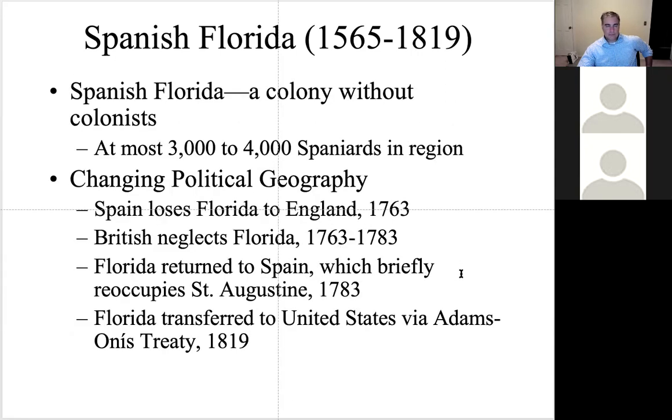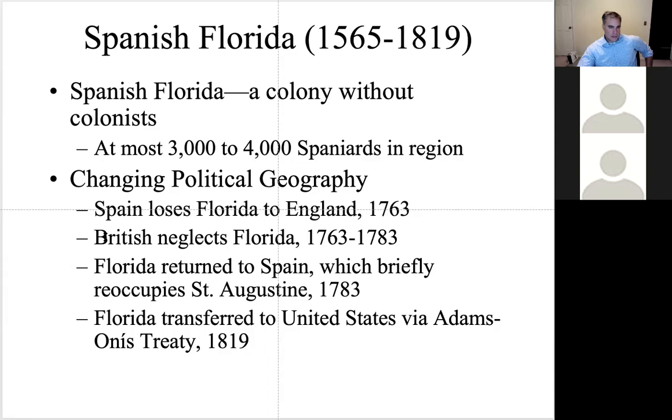So to wrap up, Spanish Florida is sometimes referred to as a colony without colonists. 200 years and only 3,000 to 4,000 Spaniards at the very most, maybe 6,000, occupied the area. Here's the sequence of geopolitics from 1560 or 1513, whatever, up until 1763. Spain held this region and then lost it to England at the First Treaty of Paris in 1763.